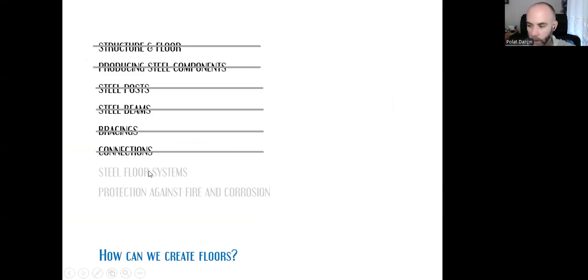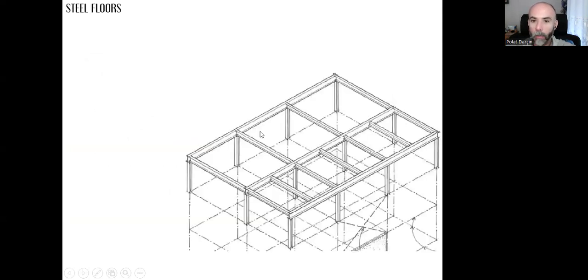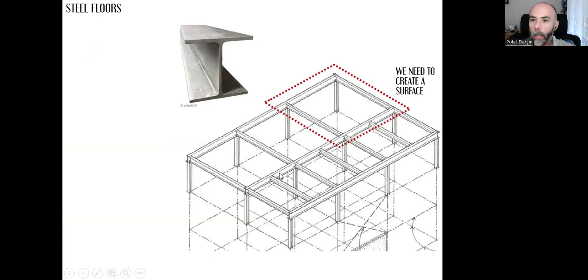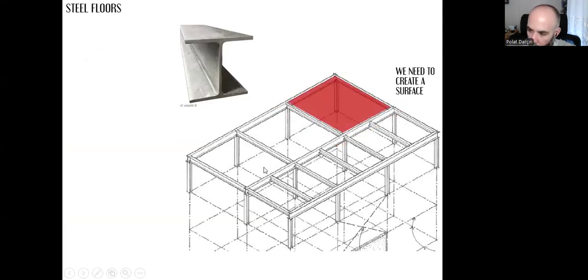How can we create these floors? Now I have the building structure with its components, beams and posts, and I want to create horizontal surfaces here. In order to create a horizontal stable surface, I can use some sort of boards. These can be made out of timber, or out of a light concrete, and these are very thin boards.